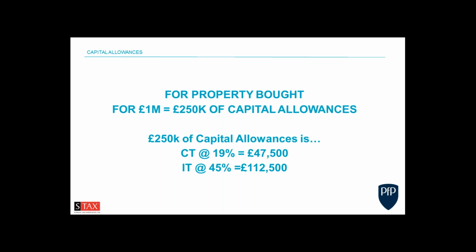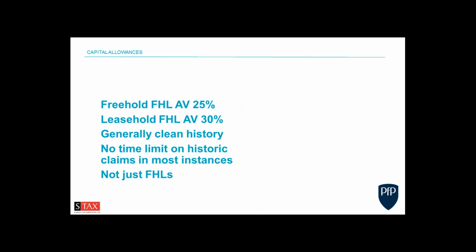£47,500 worth of corporation tax, or £112,500 worth of income tax. Now, that's not factoring in the impact that would also have in this application in reducing all those tax-geared penalties. So, a couple of figures here for you. Your average freehold furnished holiday let will be about 25% of the purchase price. Your average leasehold, because they have lower structural costs as it's shared between other units in the building, will be around about 30%. So it's a pretty large slice of the money that was expended to acquire the property.